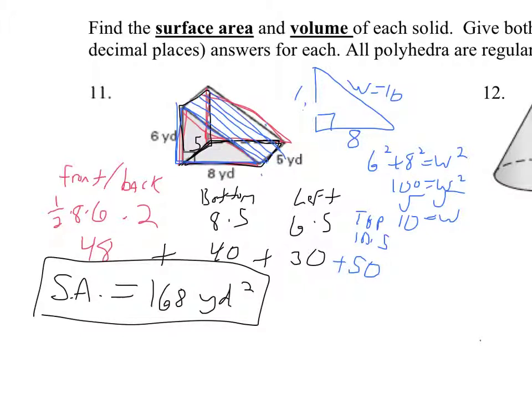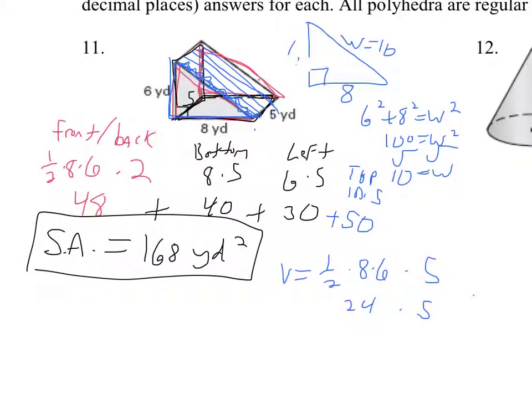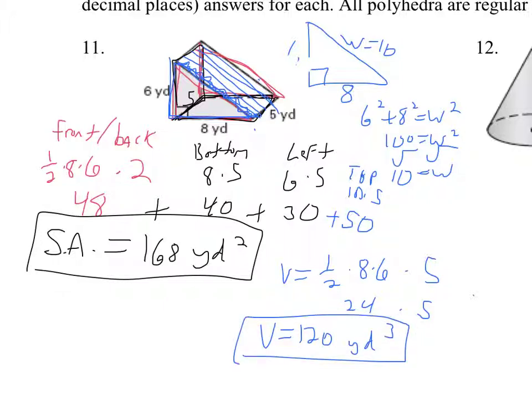The first, 1/2 6 times 8, equals 24, and so that would be the volume of just one slice. It would be 24 cubic units. But we have 5 slices, so we're going to do 5 times that. So the volume, 1/2 8 times 6, and then we have 5 slices of that. So it's like 24 times 5, which is 120 cubic yards.